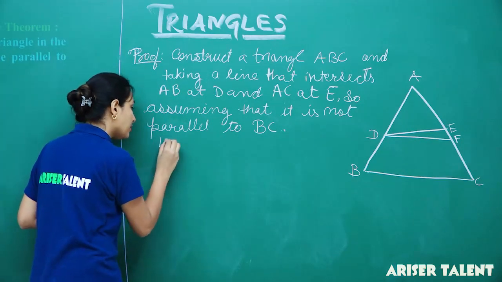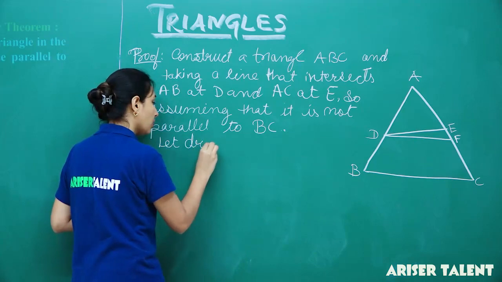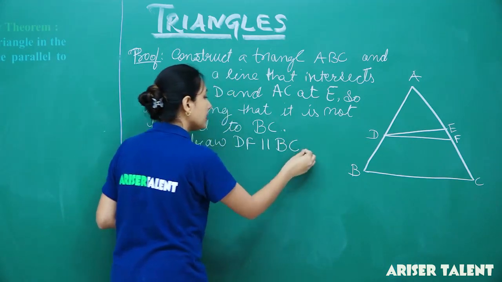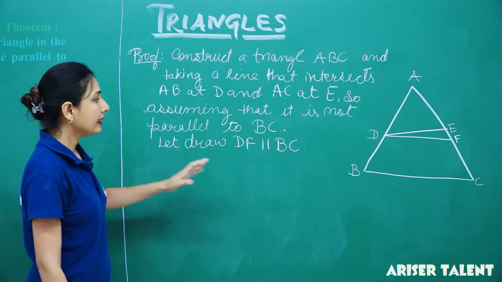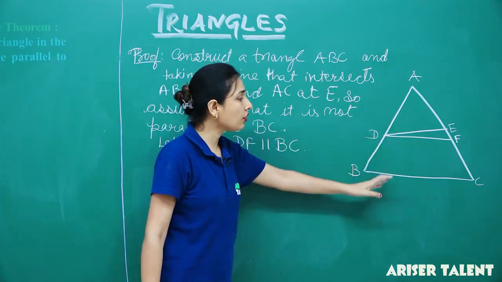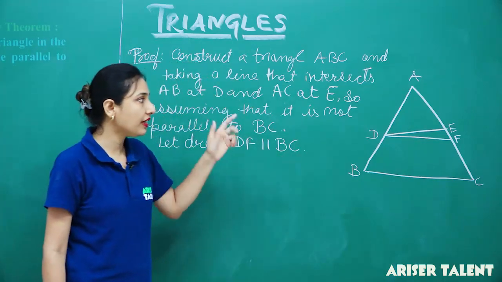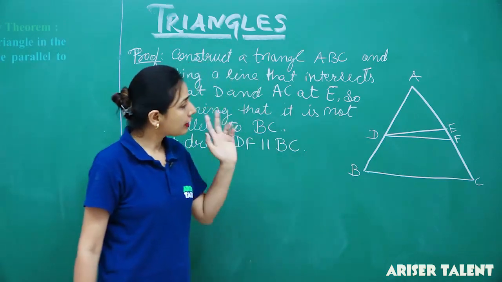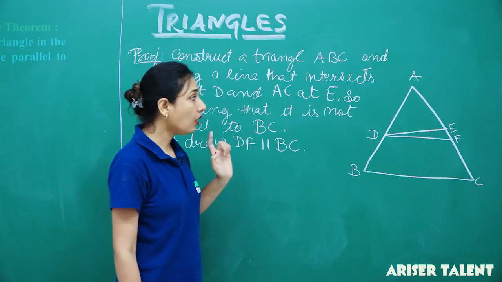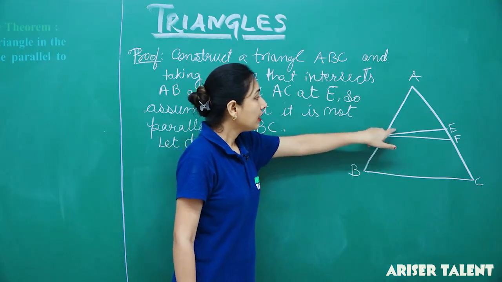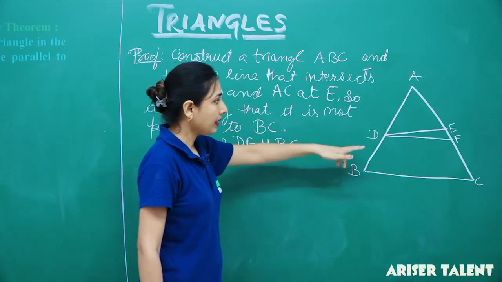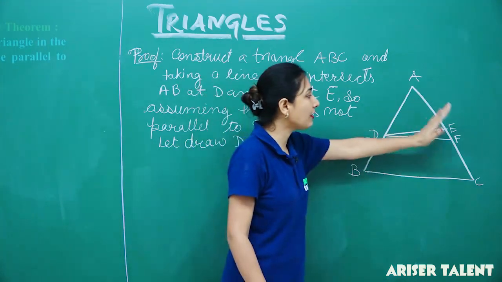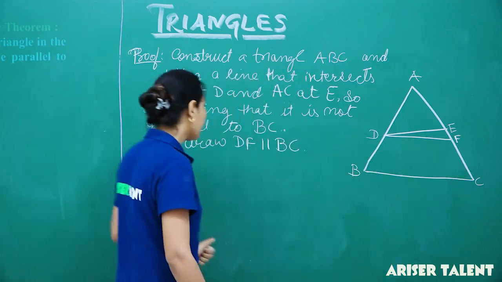Now, let us draw DF parallel to BC. We are saying that DE is not parallel to BC, as we can see in the figure. We have assumed that, but we are saying we have some line DF which is parallel to BC. Now, as per Thales theorem, this divided by this and this divided by this are equal.